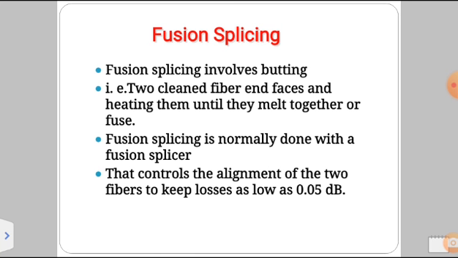Fusion splicing is normally done with a machine called a fusion splicer. Using that machine they can do this, and microscopic alignment is required, which controls the alignment of the two fibers. One very important thing is that there is a small amount of loss. The loss is very meager, as low as 0.05 decibels.